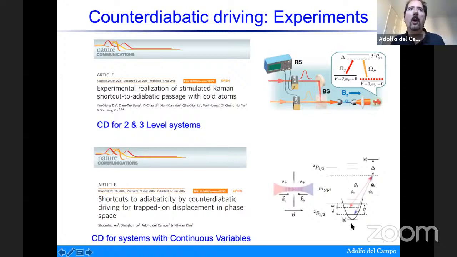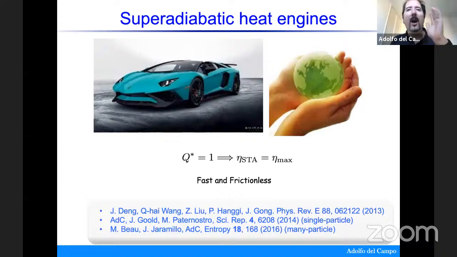There have been a couple of experiments with simple systems like a qubit, a qutrit, and a harmonic oscillator, but it has not been solved for many-body systems, other than the scale-invariant systems. This technique has been proposed to suppress quantum friction in quantum thermodynamics and run engines at maximum efficiency with high power.